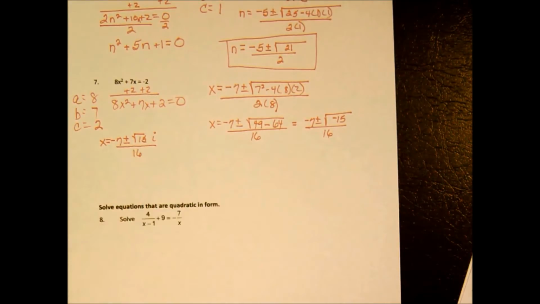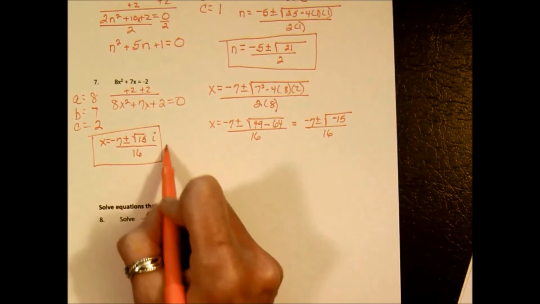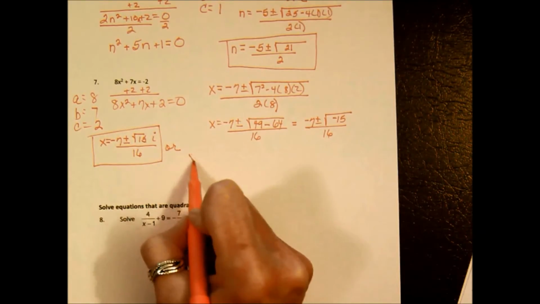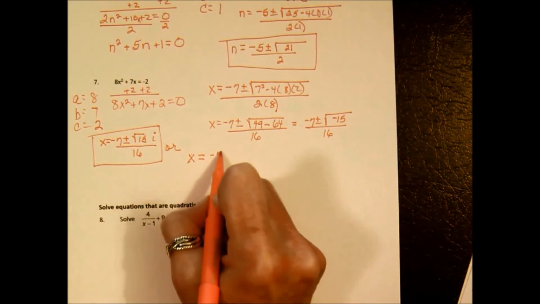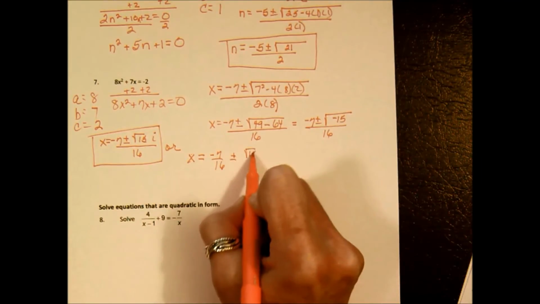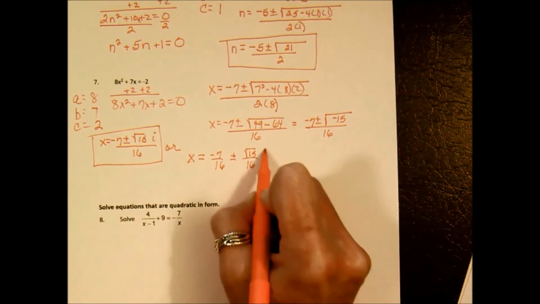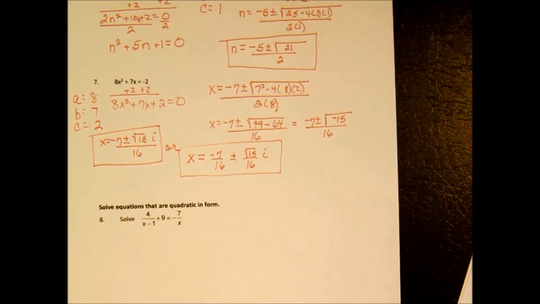That is an acceptable answer, or you can write it like this. X equals, I'm going to make two fractions here, negative 7/16 plus or minus square root of 15 over 16 i. Just got to keep that plus or minus in there. I'm fine with you leaving it like this.